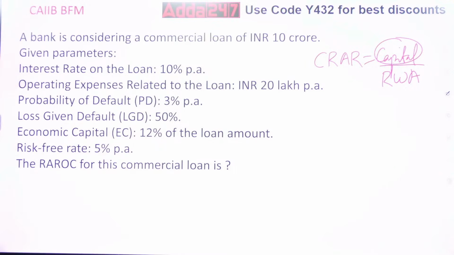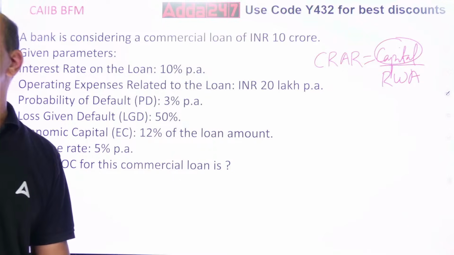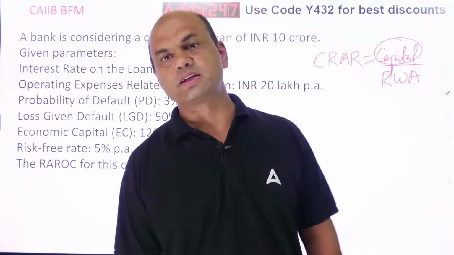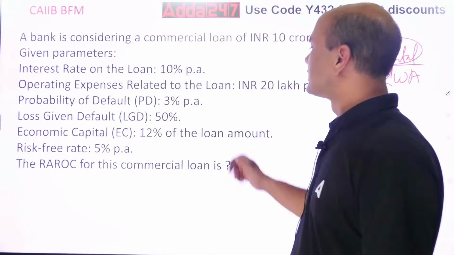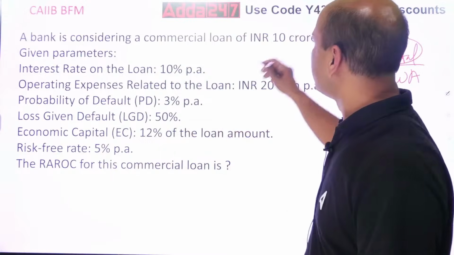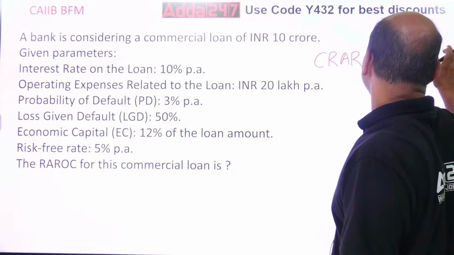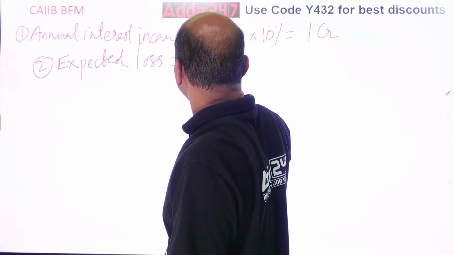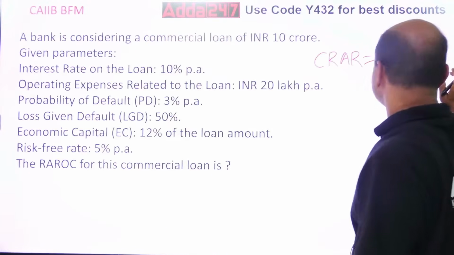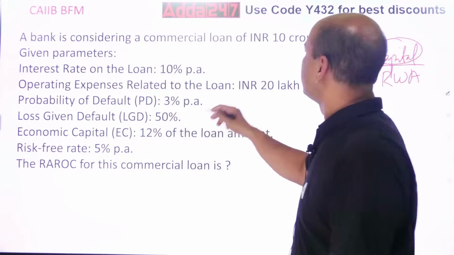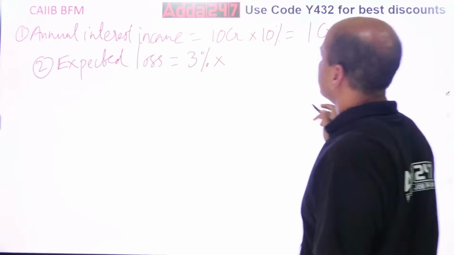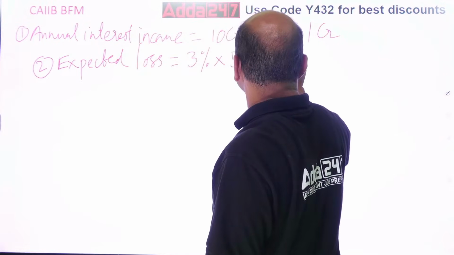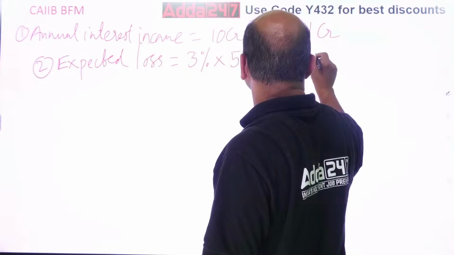PD into LGD into my loan amount, whatever my loan amount is. So 3% into 50% into the loan amount. So find this. 3% into what was it? 50%. 50% into loan amount, right? What is the loan amount? 10 CR. So what is the answer now?